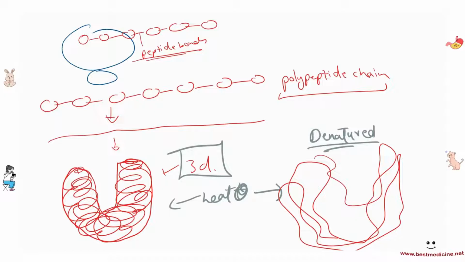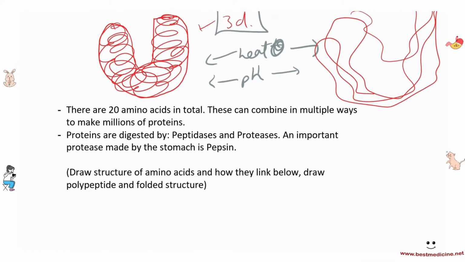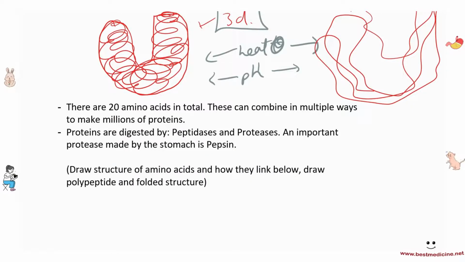Not only is heat able to do this, which increases the kinetic energy of molecules so that the particles split apart and denature, but also pH, right? Extreme pHs, extreme acidity or alkalinity, is also able to denature proteins. Now in total there are 20 amino acids, and these combine in multiple ways to make millions of proteins, okay? So there's a total of 20 amino acids in the world. Not more than this, but they make so many different proteins, right? Millions and billions of proteins.